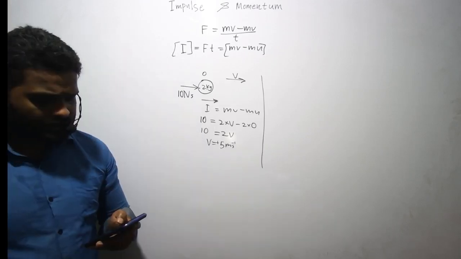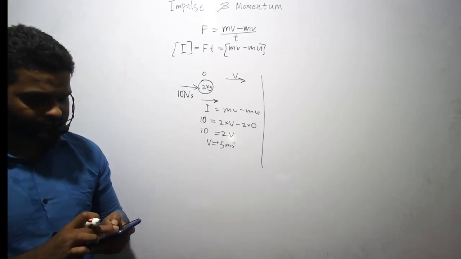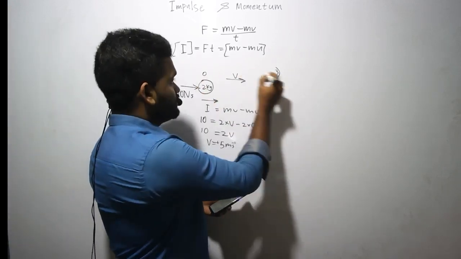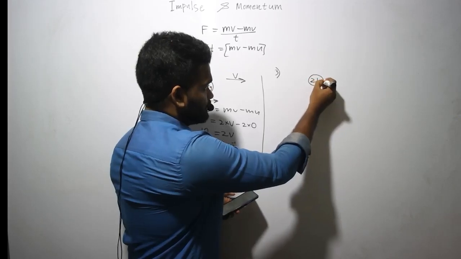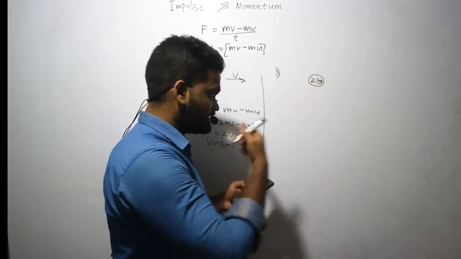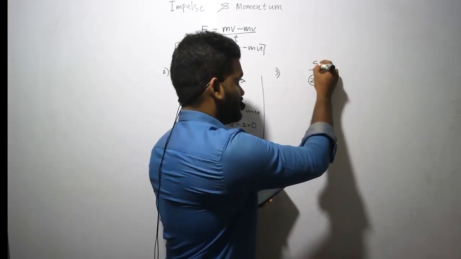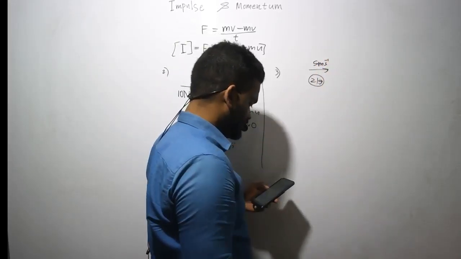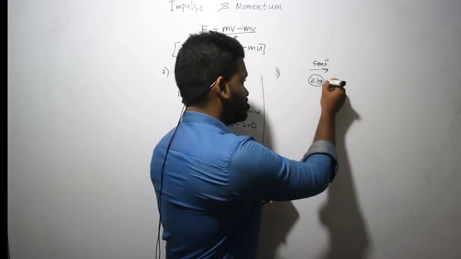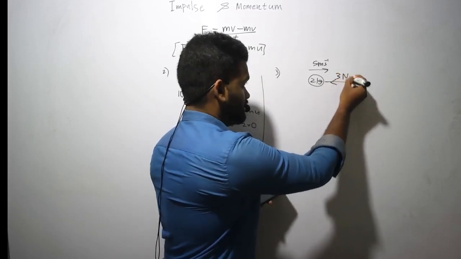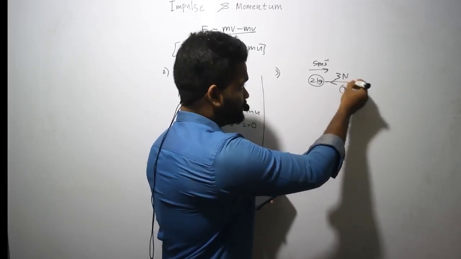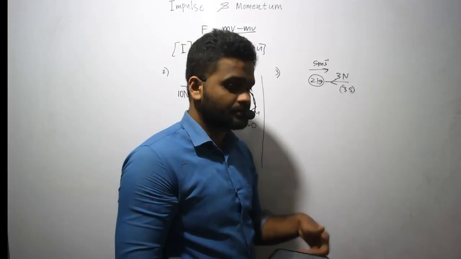Okay. Third one: an object with mass 2 kilogram is moving to the right side, this side, at 5 meters per second. It is subjected to 3 Newton to the left, 3 Newton to the other side. And the time for that is 3 seconds. So 3 Newton is applied for 3 seconds.